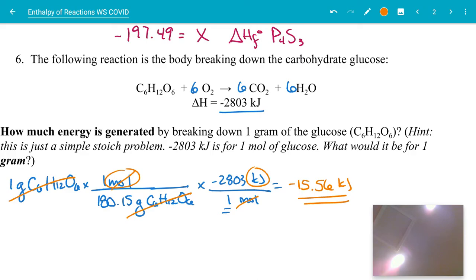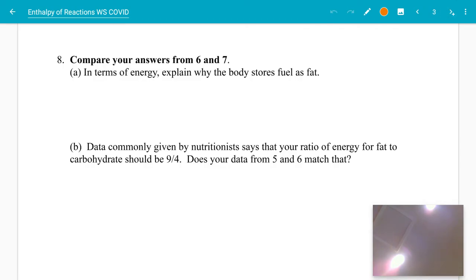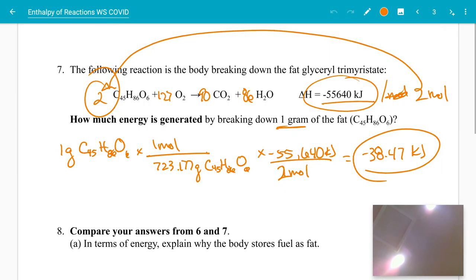We're going to, instead of looking at a gram of glucose, look at a gram of fat. And I'm on question 8 there.